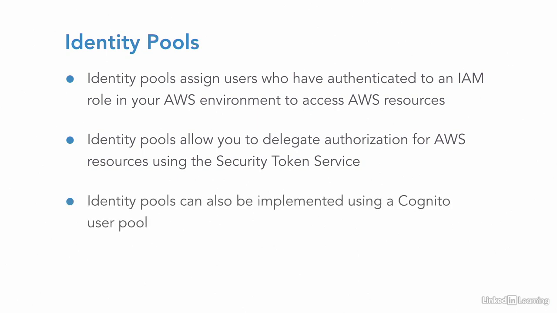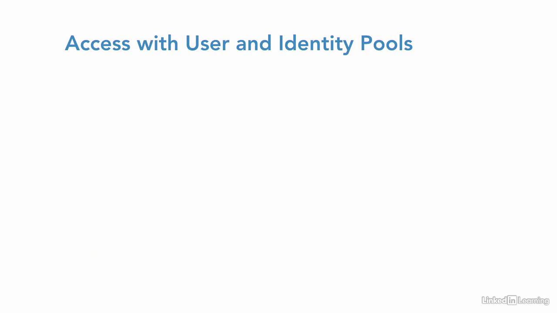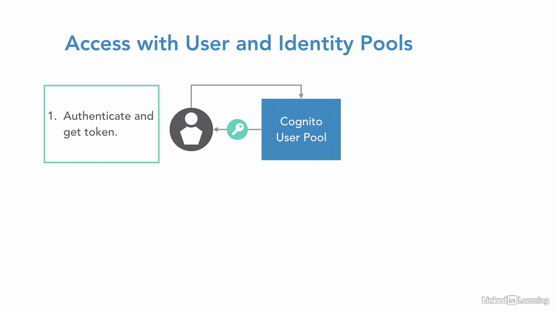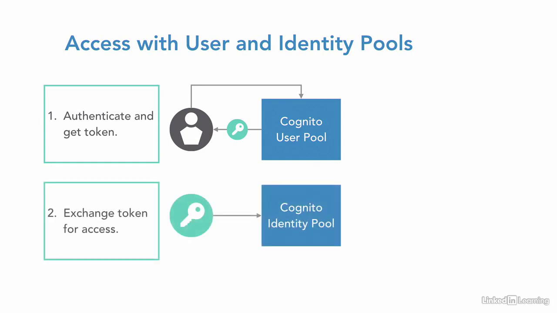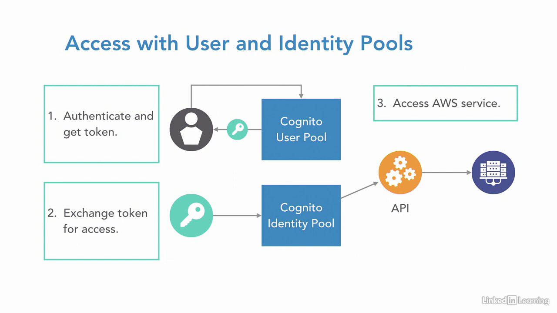Now, identity pools can also be implemented using a linked Cognito user pool, or the identity pool can also be linked with an external third party, such as Google or Facebook. So if I'm accessing with a linked user and identity pool, number one, the first thing I'm going to do is authenticate and get tokens. The second thing I'm going to do is exchange those tokens for access from the identity pool. And number three, I can access the AWS resource.